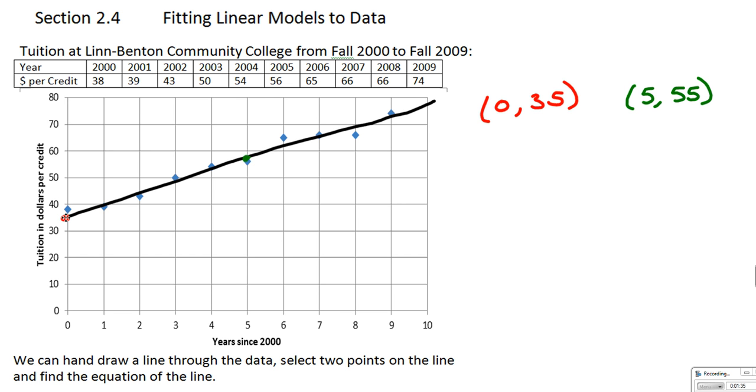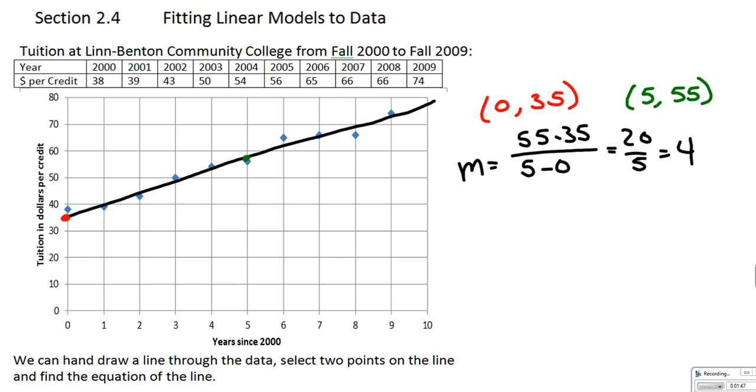Now, if you go through, find the slope, find the equation of the line. This gives me a rate of change of 4, and this would be $4 per year. So in general, the tuition went up $4 per year per credit. And then our equation, the cost of a credit, started at $35 a credit for the base year, plus an additional $4 per credit for every year after that.